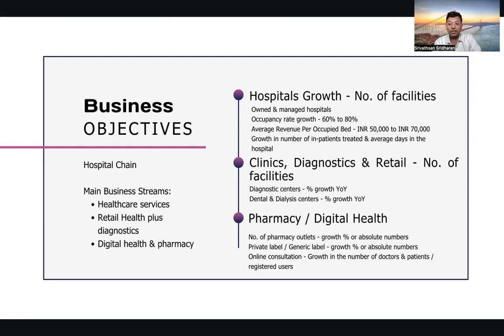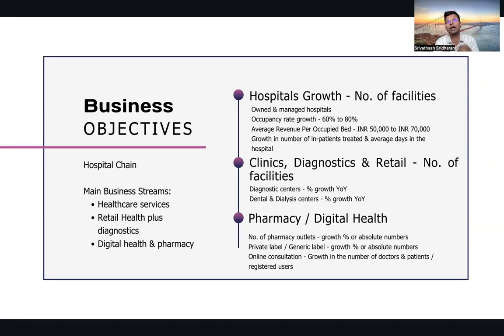Then pharmacy and digital health, they talk about the same parameters. If hospitals are growing, number of beds are growing, they are looking at the same thing. How many pharmacy outlets are there? How many private labels or any other branded items can they bring in? One important thing, if you have a branded item in your portfolio, you are going to give a percentage of money to the brand and you are going to have a lesser revenue share.